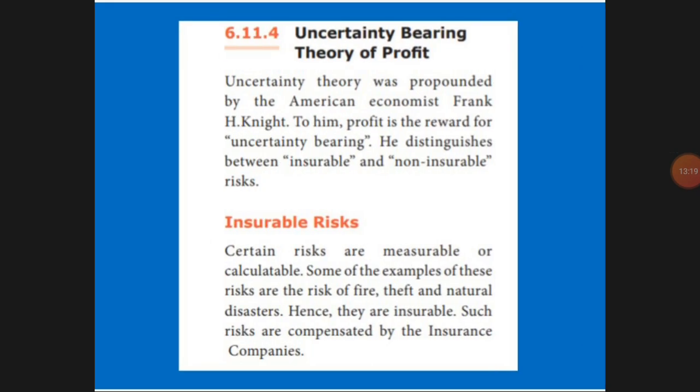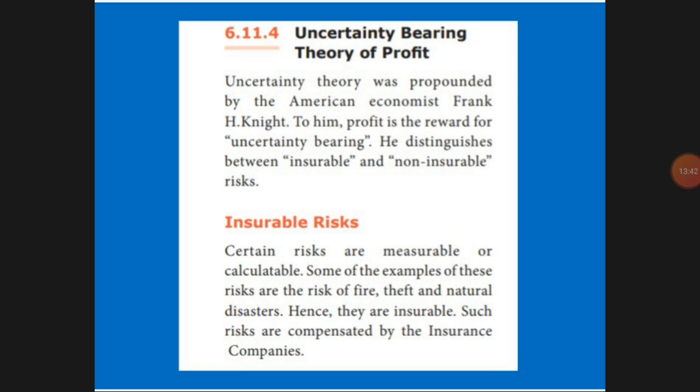Next is the uncertainty-bearing theory of profit. This was given by H. Knight. According to this, profit can be the difference between insurable and non-insurable risk. Insurable means what? It means you expect it. You measure it beforehand and keep provision for it.